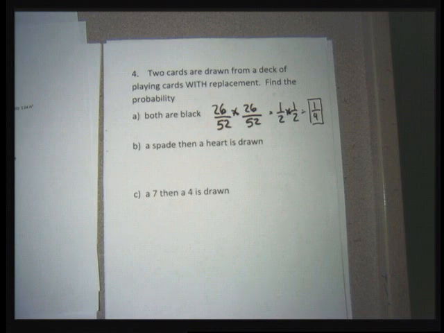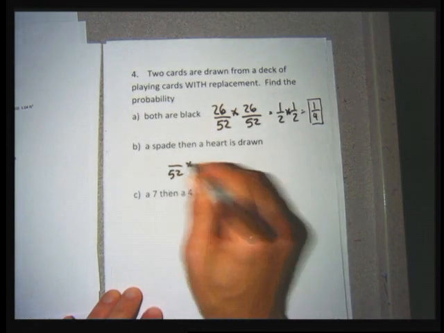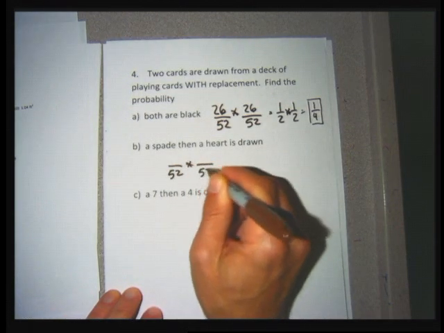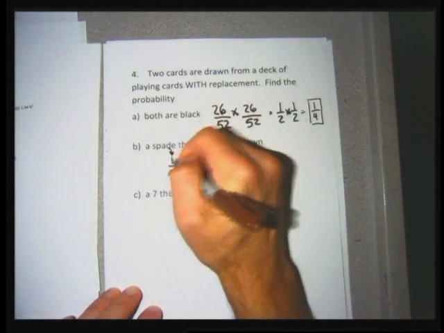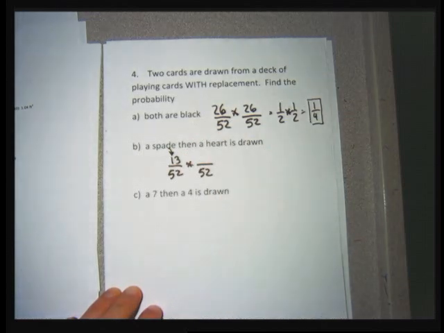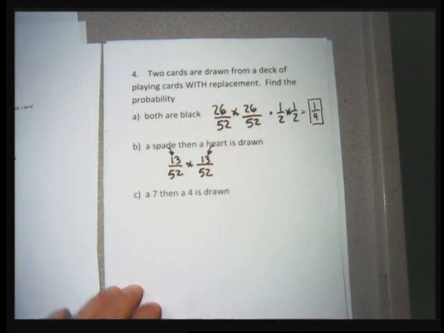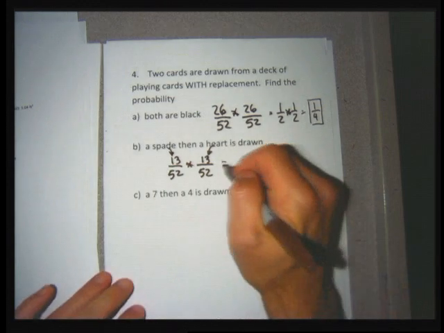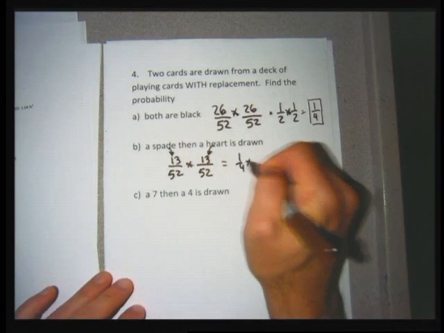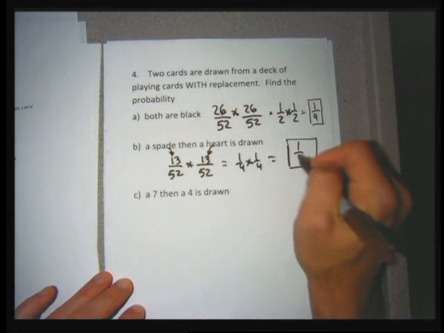For part B, I'm multiplying 2 fractions with 52s in the denominator because on each choice there's 52 cards that I might get. For the first card, I need it to be a spade. There's 13 spades in a deck of cards, so the probability of getting a spade first is 13 over 52. Put the card back. I need my next card to be a heart. The probability of getting a heart next is 13 over 52. If I reduce these, this is going to be 1 in 4 times 1 in 4, and the probability of getting a spade first and a heart second is going to be 1 in 16.